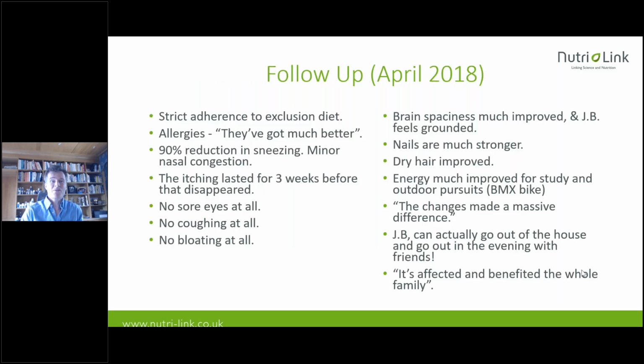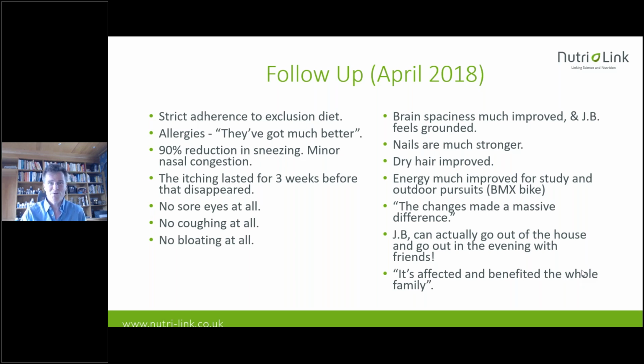Strict adherence to the diet, follow up in April, so not long after we first met him. Allergies much better, 90% reduction in the sneezing. Major nasal congestion went to minor. The itching lasted for 3 weeks before it disappeared. Interesting how some allergic symptoms can last longer than others. No sore eyes, no cough, no bloat.